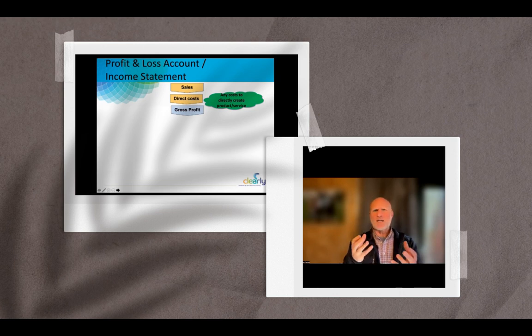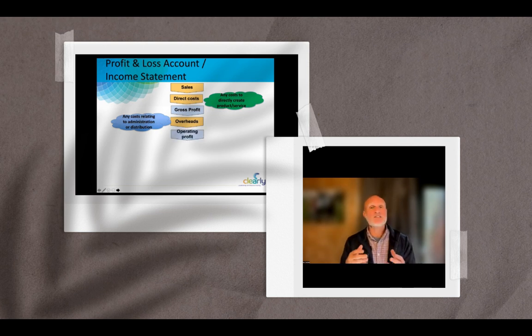Any business that's not making a gross profit doesn't have much chance of success. So that's the gross profit. Then we take the overheads, and remember the overheads are all of the things to support the business in terms of the administration costs, the distribution costs, and so on of running that business. And once we take off the overheads, we then have another subtotal, and that's known as the operating profit. So that's the profit from running our business after all of the operating costs, the direct costs and the overheads.